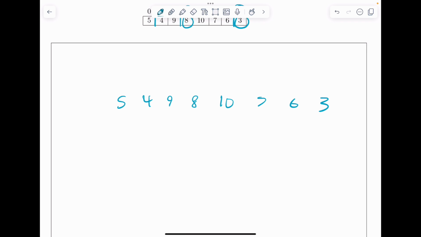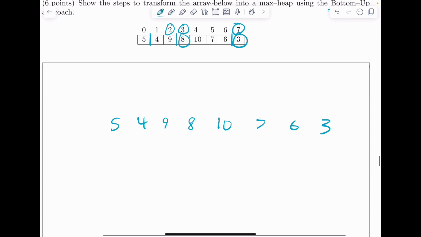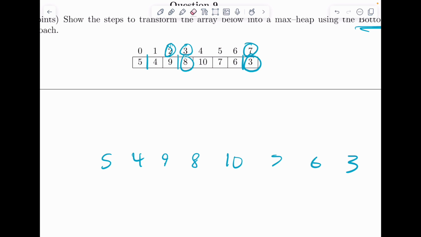So let's look at 9. Is 9 bigger than both of its children? In order to find its children, we're going to look at its index. And how do you do this? I think you add, yeah, okay, cool. So we're going to add 1, and then multiply by 2, and then that and the one to the left of it is going to be its children. So 9 has an index of 2, and if we add 1, that's 3. Multiply by 2 is 6. So that is one of its children, as well as the one right to the left of it. So 7 and 6 are its children.